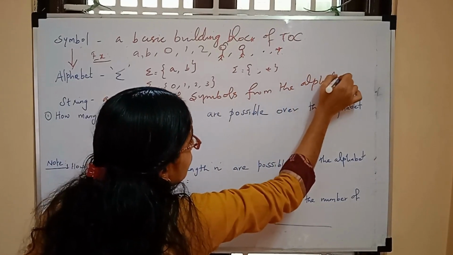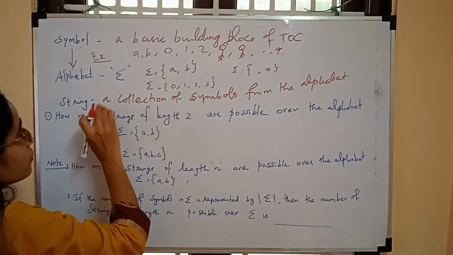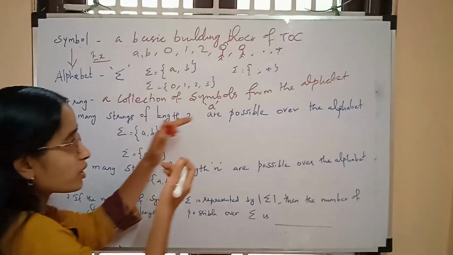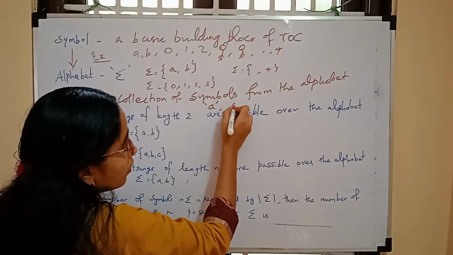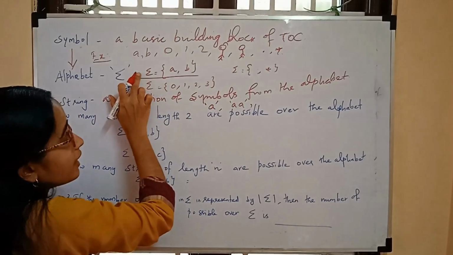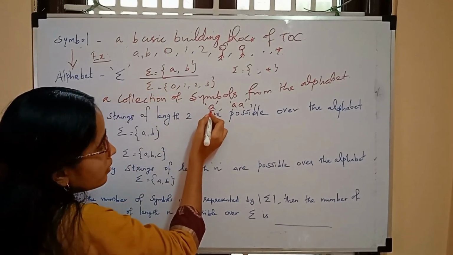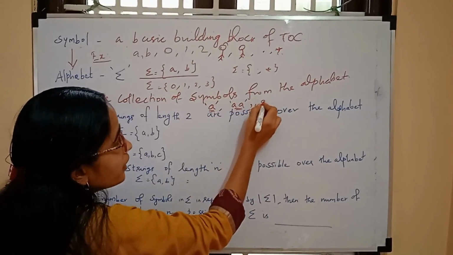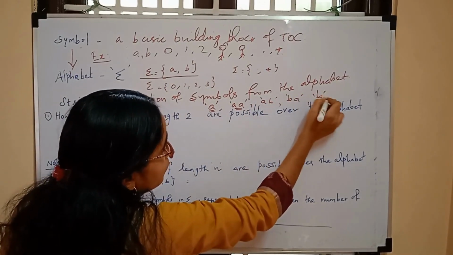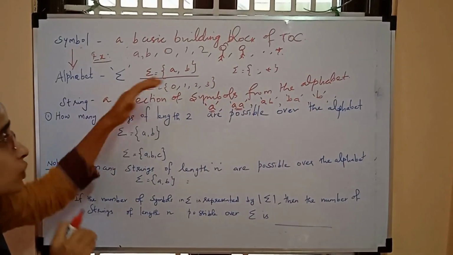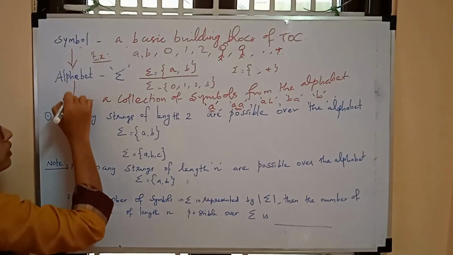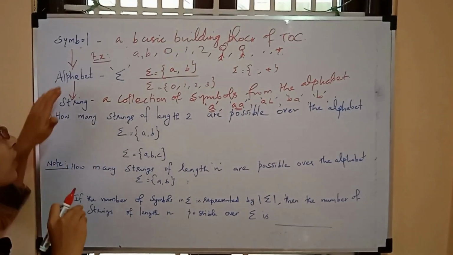Now we'll see an example. For a string, I can have A as a string, or B as a string. If I have this input alphabet set, A may be a string, or B may be a string, or even AB may be a string. Likewise you can take a collection of symbols from the given input alphabet, and that is called a string. So we are deriving the string from the input alphabet set.